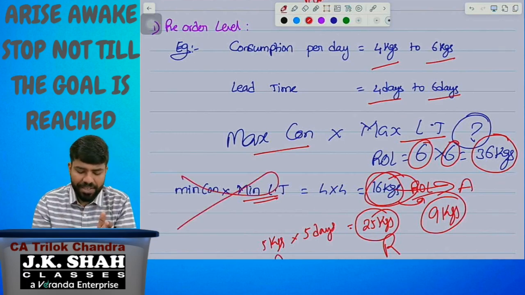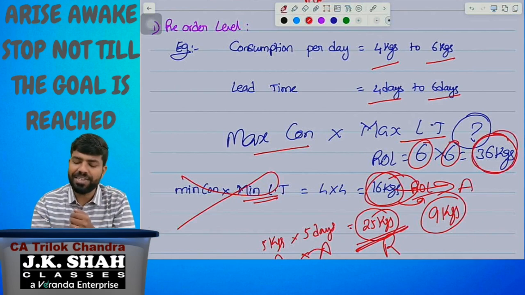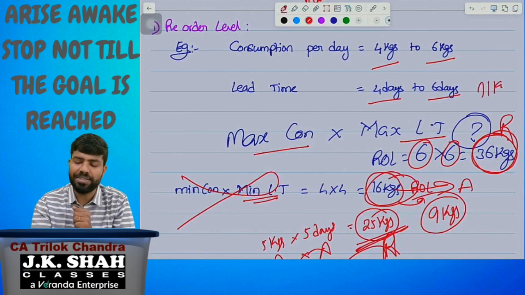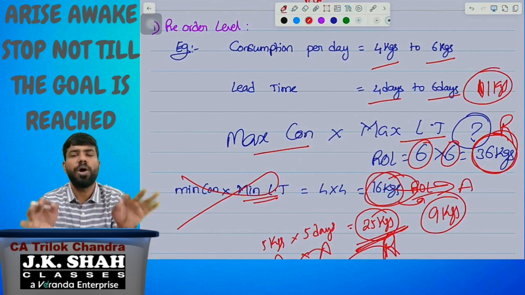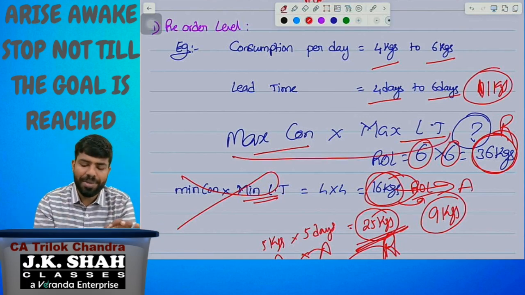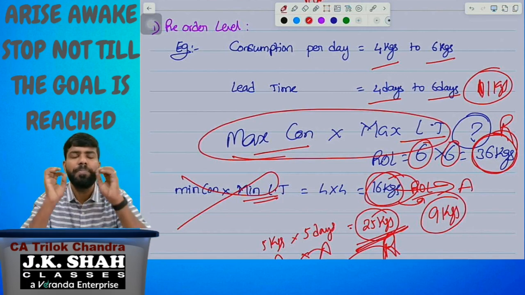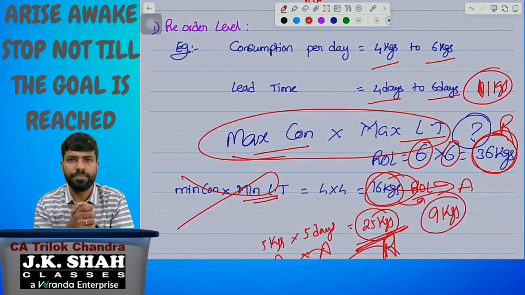Same way, with average consumption into average lead time, only 25 kgs we are maintaining. If demand goes to the maximum consumption and maximum lead time, the requirement is 36 kgs, availability is 25 kgs, so there is a stock out of 11 kgs. To avoid the stock out position, it's better to go by maximum consumption into maximum lead time. On a general basis, we take this because the main purpose is avoiding the stock out position. Clear about this? Understanding? Next.